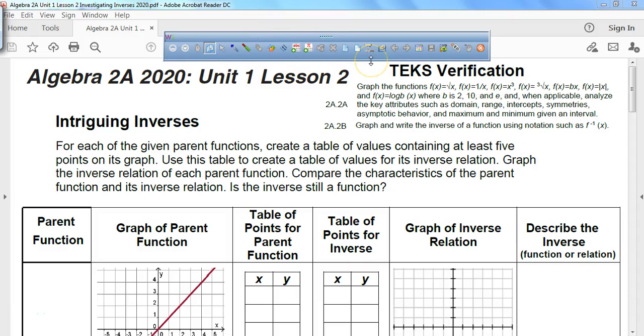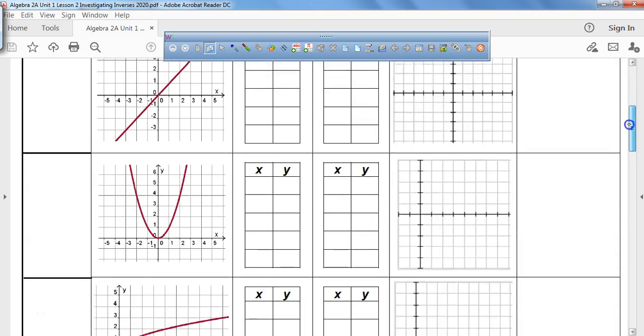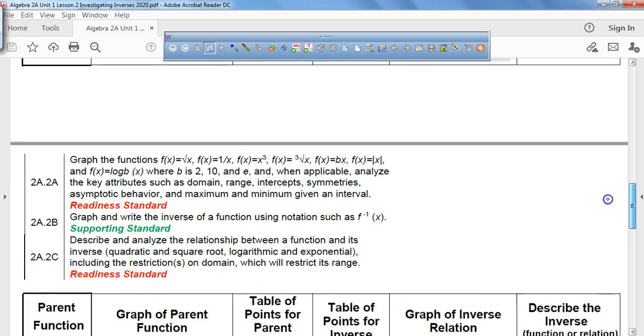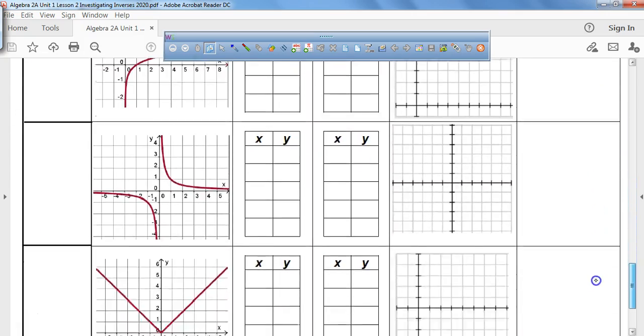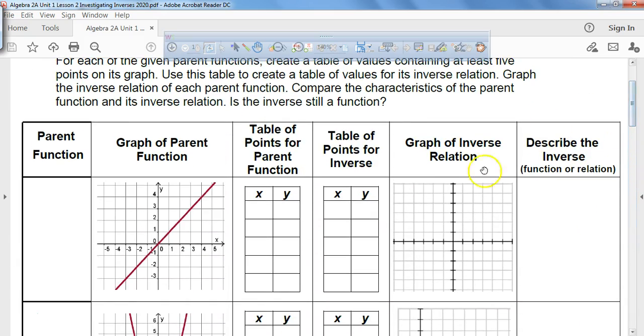Hello everyone. What we're going to be dealing with today is understanding what inverses are. Alright, so you guys have done parent functions. All the different parent functions that we're going to cover are right here. Okay, so you can look at your paper and start looking at your parent functions and go back to your journal and see if you can tell me which ones they are.